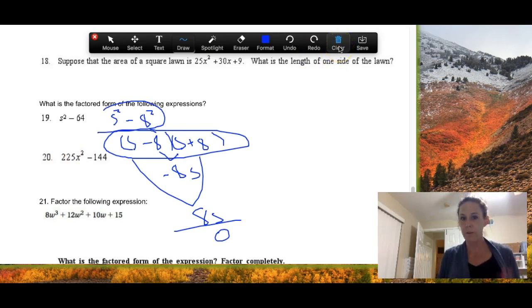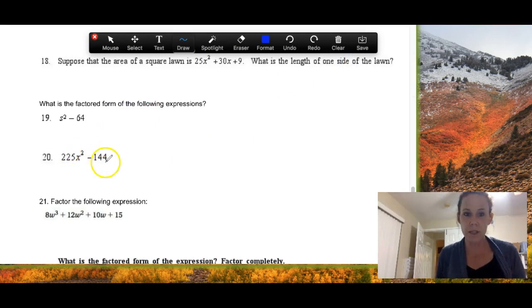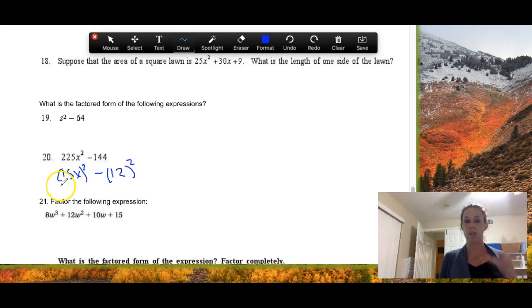All right, on to this one. You have two terms, so I'm thinking difference of perfect squares. Now this one is tricky. These numbers are big. Before you do anything, you should always look for a greatest common factor. Do 225 and 144 have anything in common? Well, I know 225 is 15 squared, so this will be 15x squared, and 144 is 12 squared, all right? So I can do the difference of perfect squares here, but I want to go most factored.